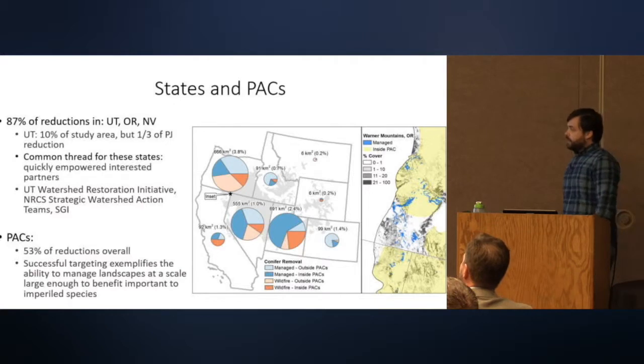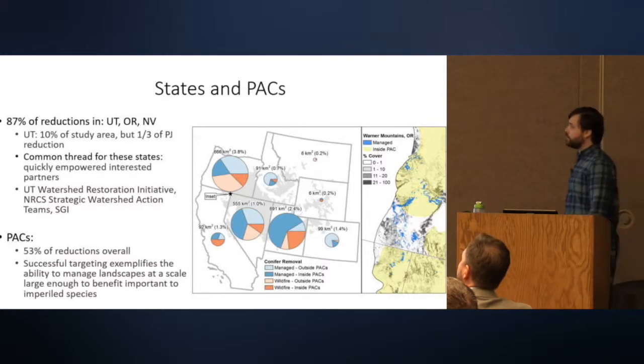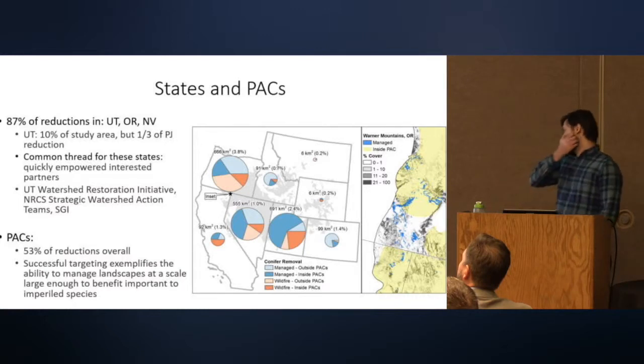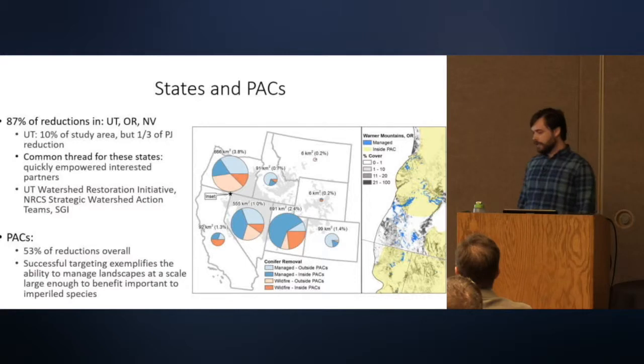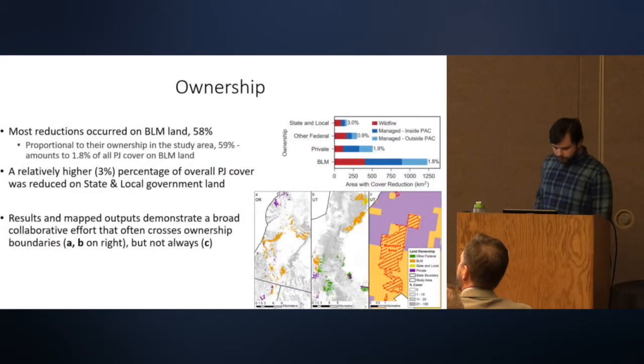So when we looked at the results in terms of whether they fell within or outside of packs, we found that just over half of all conifer reductions occurred inside of these priority areas for conservation. So this just tells us that using these packs was really a successful tool in terms of being able to successfully target management at a scale large enough to benefit some imperiled species like sage grouse.